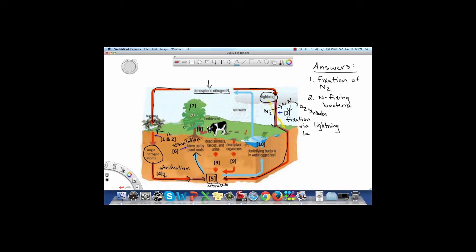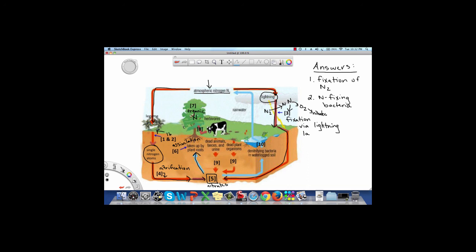Number 7 is in the tree, and the question says, what does the tree contain? In other words, what do we now have after number 6? Well, let's see. We went through assimilation, and we're finally done fixing our nitrogen. So we finally have organic nitrogen, which is the answer for number 7. That's all I wanted you to write, organic nitrogen. You simply need to understand that we now finally have nitrogen that is available to living beings.